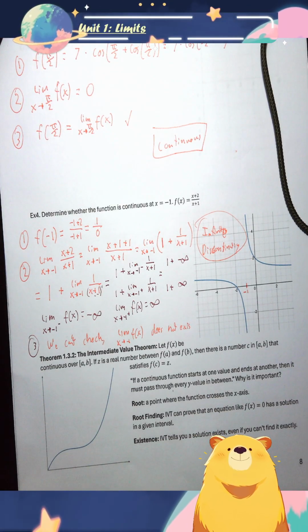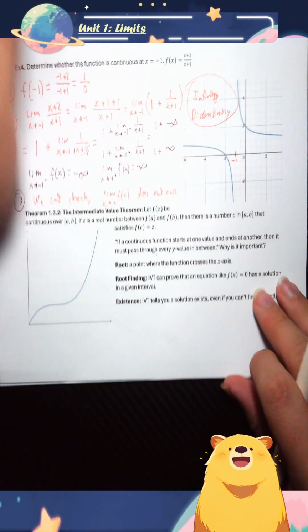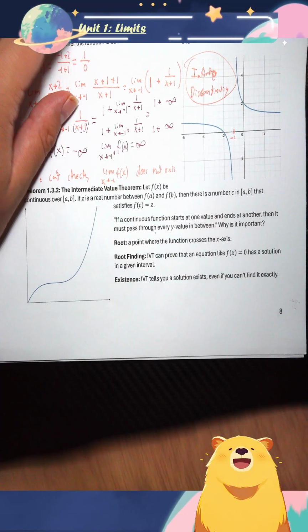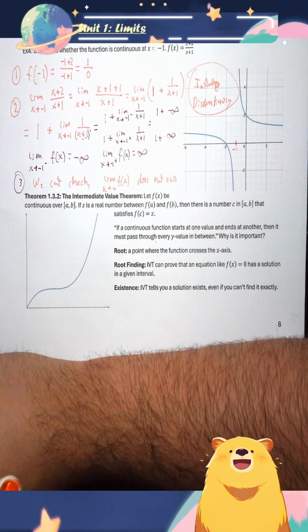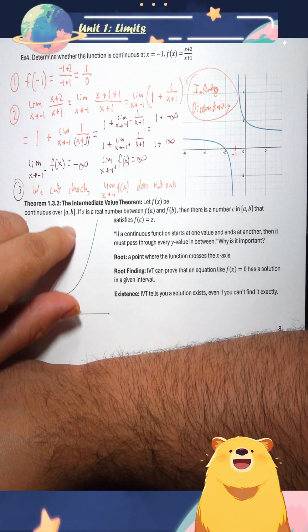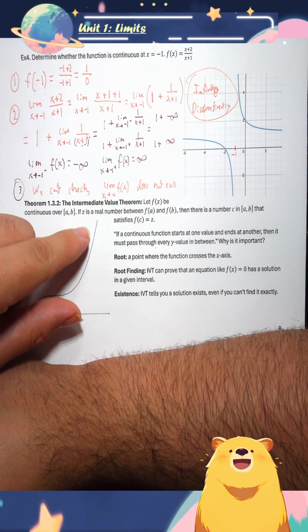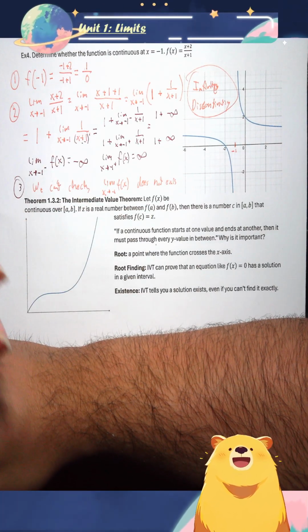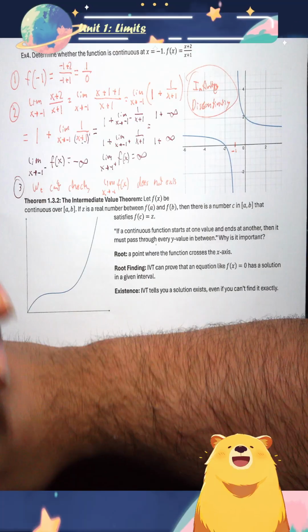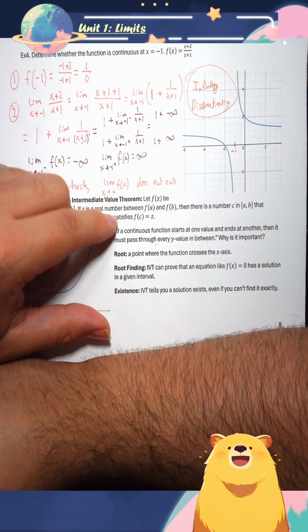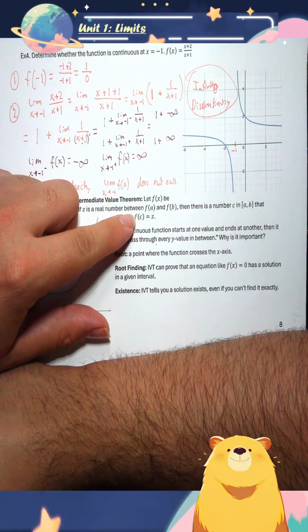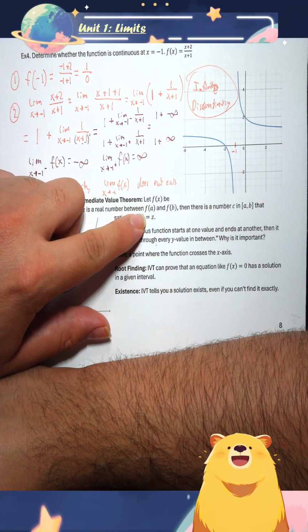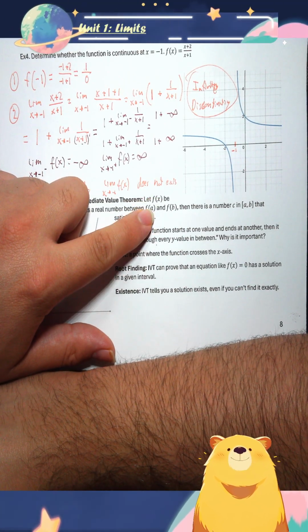Okay, all right. Last topic of this unit is going to talk about the intermediate value theorem. So let f of x be continuous over an interval [a, b]. If z is a real number between f of a and f of b, then there exists a number c in between a and b that satisfies that f of c will be equal to z.